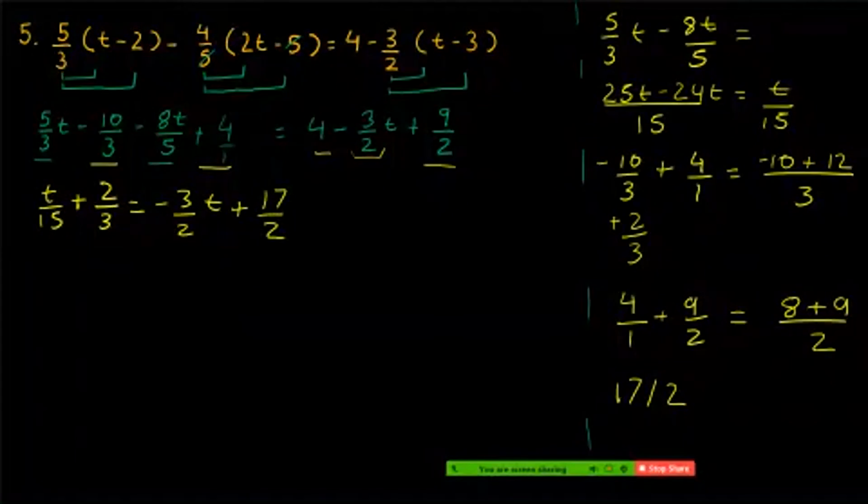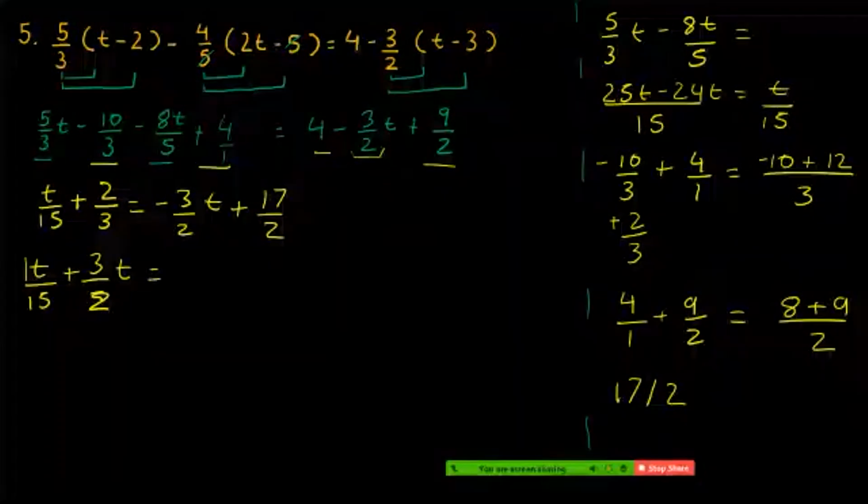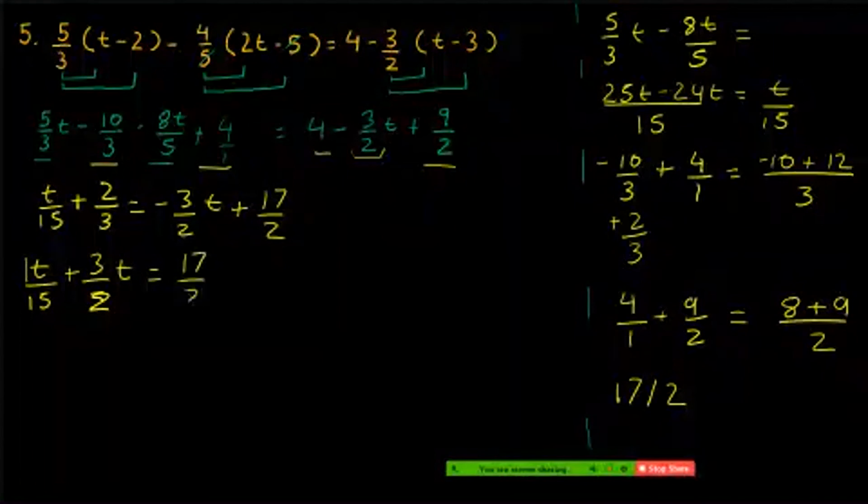So now we'll get the constants on one side and the variables on one side. So t upon 15, and remember, it's going to be 1t over 15. Anything which is just t or x, the number behind it will always be 1. So 1t positive, because negative turns to positive, 3 upon 2t is equal to 17 upon 2 minus 2 upon 3.